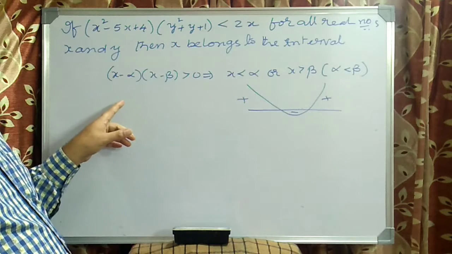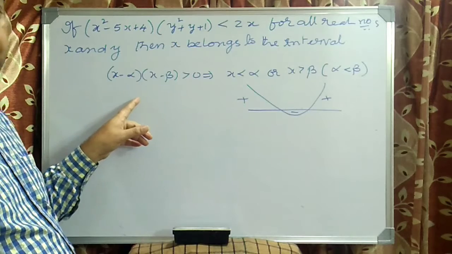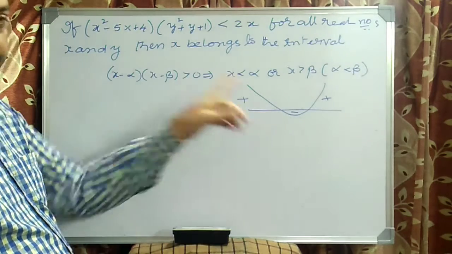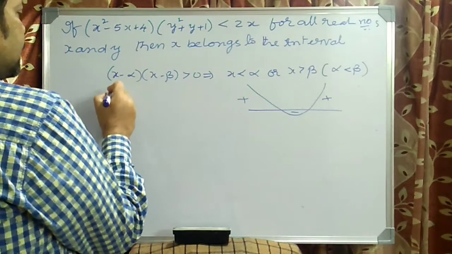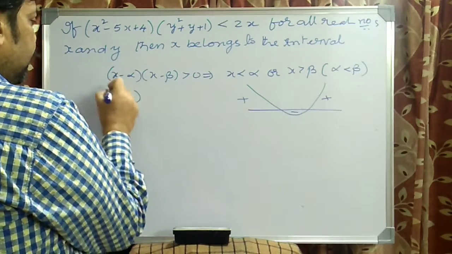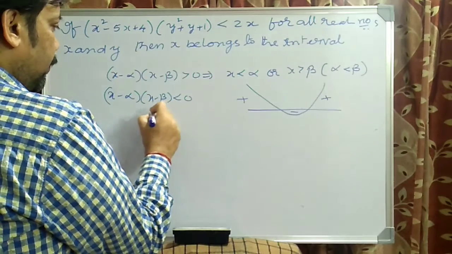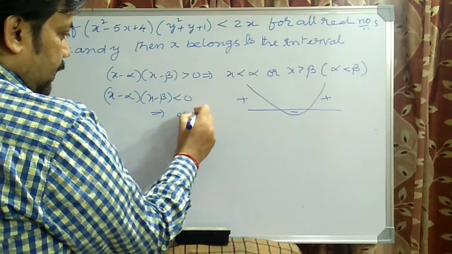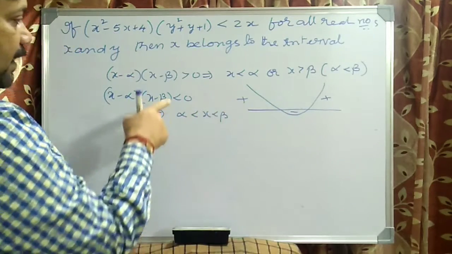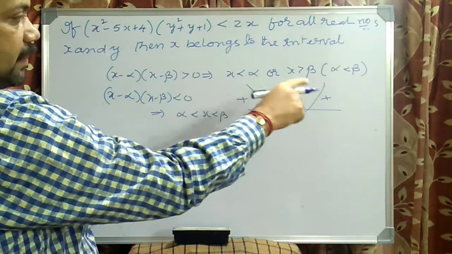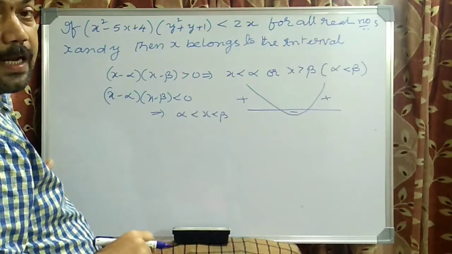Already in the previous video I have discussed that a quadratic expression represents a parabola. Now another point here is, if (x minus alpha) into (x minus beta) is less than 0, then x lies between the roots. You can see here for negative values. So basing on this concept, I am going to discuss this inequality.